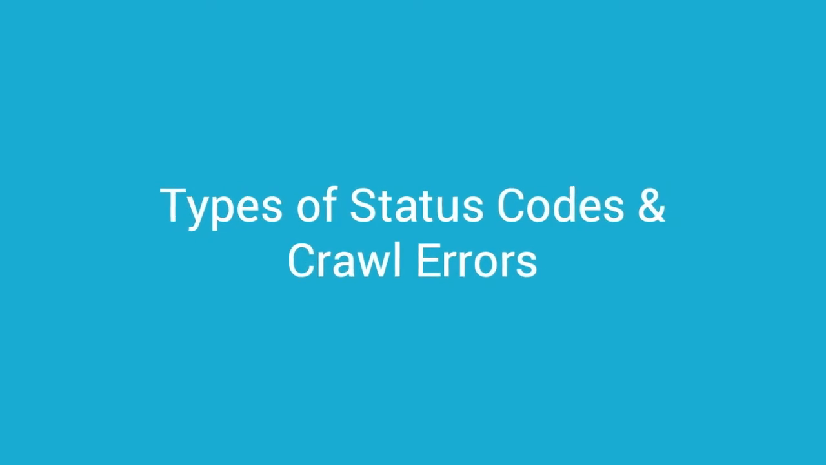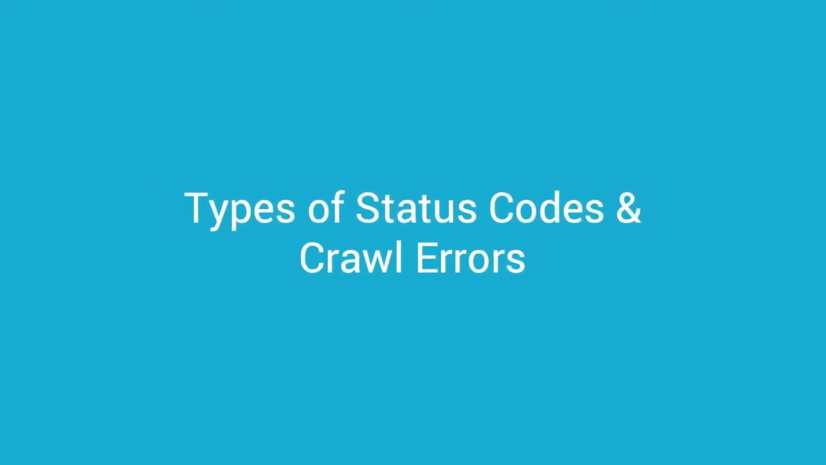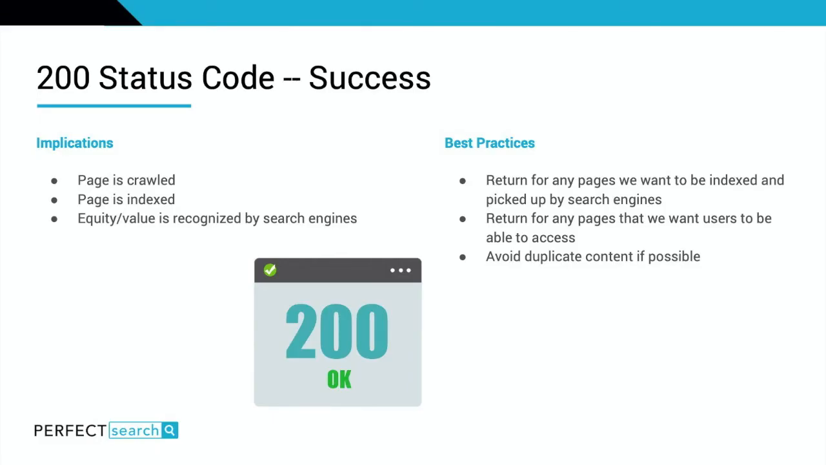Now we'll talk about different types of status codes and crawl errors. The first one is the 200 status code, meaning that it's a success. Basically what this is saying is that the request from the browser to the server was successfully completed and the server gave the browser the expected response. This is the kind of status code that we want to see.